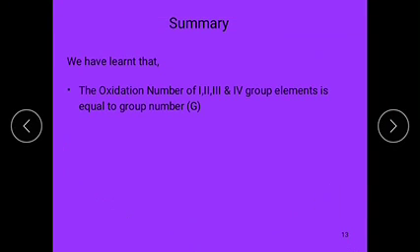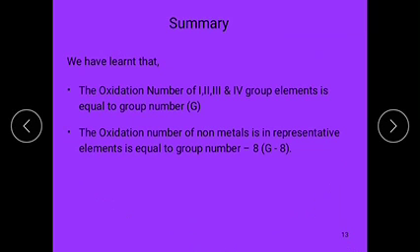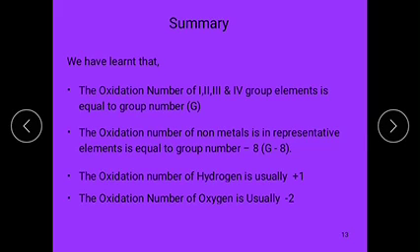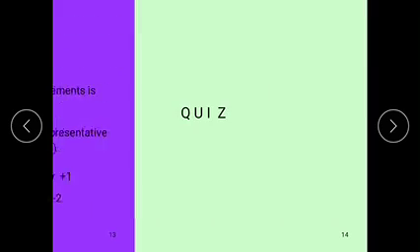In this we have learnt that the oxidation number of first, second, third and fourth group elements is equal to the group number. The oxidation number of non-metals in representative elements is equal to the group number minus 8. The oxidation number of hydrogen is usually +1, oxygen is usually -2, and fluorine is always -1. Thank you.